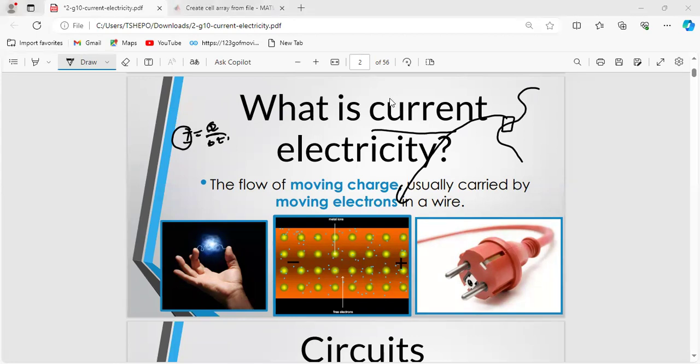This is just the microscopic level of how the electrons actually look inside of the current carrying conductor. So here we just say, what is the current? Electricity is the flow of moving charges, usually carried by moving electrons in a wire, which is what I have just explained, okay? All right.